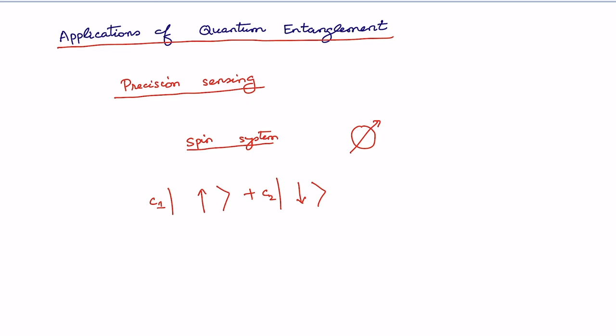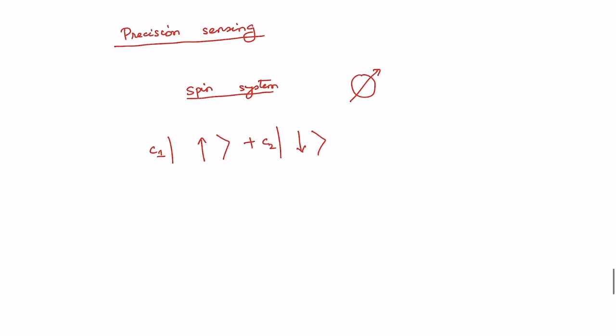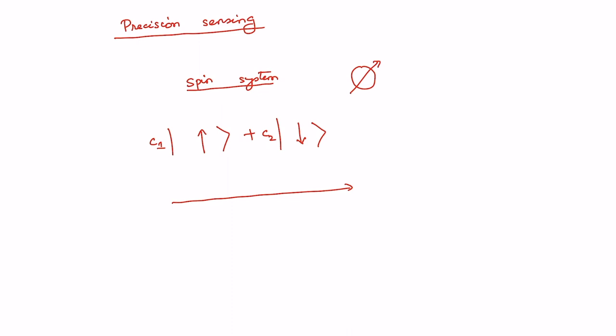Now what you can do is leave the spin in the magnetic field for some time. If you do, then it will evolve, and in fact the spin will precess around the magnetic field, and as a result there will arise a phase difference between the up state and the down spin state. So after some time, there will be a phase difference between the up state and the down state. Suppose this phase difference between up and down state is phi.